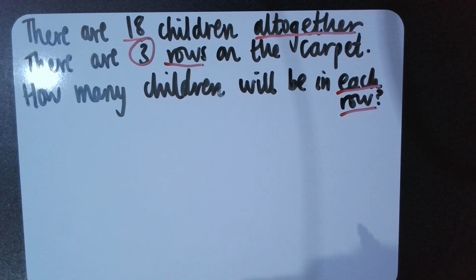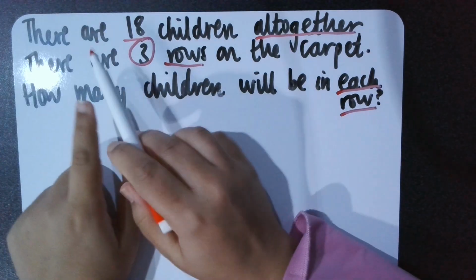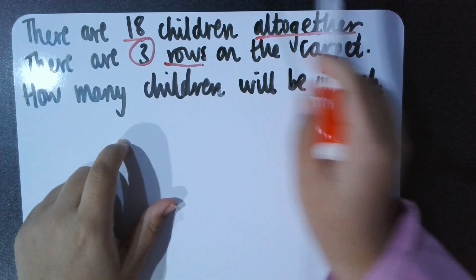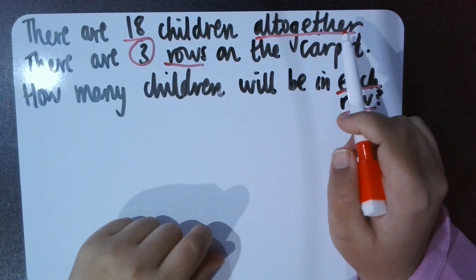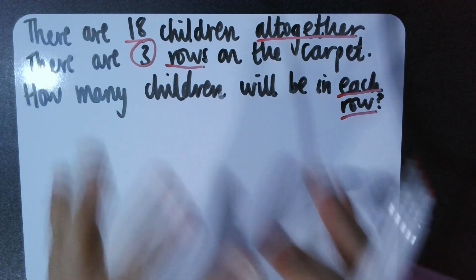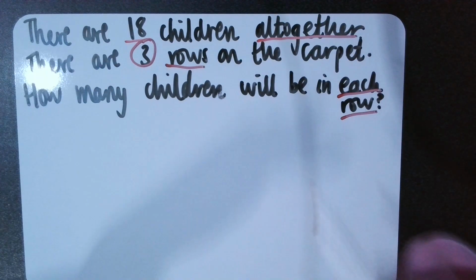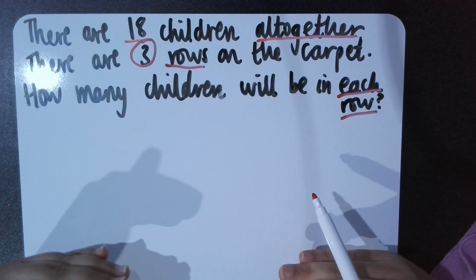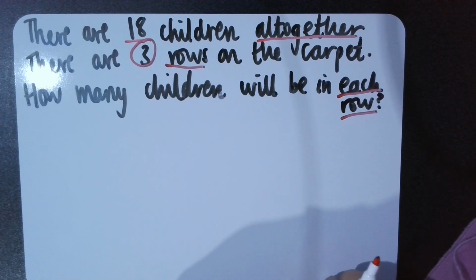Okay, I can see here that I've got some key information. I know there are 18 children altogether. That word altogether tells me that 18 is my whole. There are 18 children. They sit on 3 rows on the carpet. How many children are going to be in each row? This is a division problem.